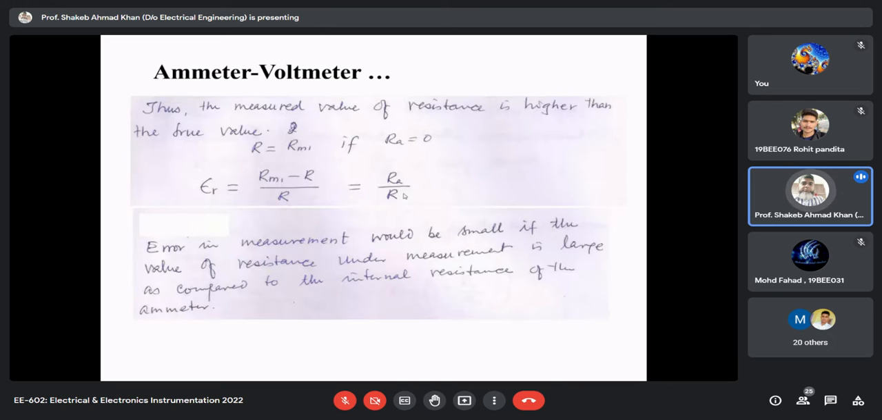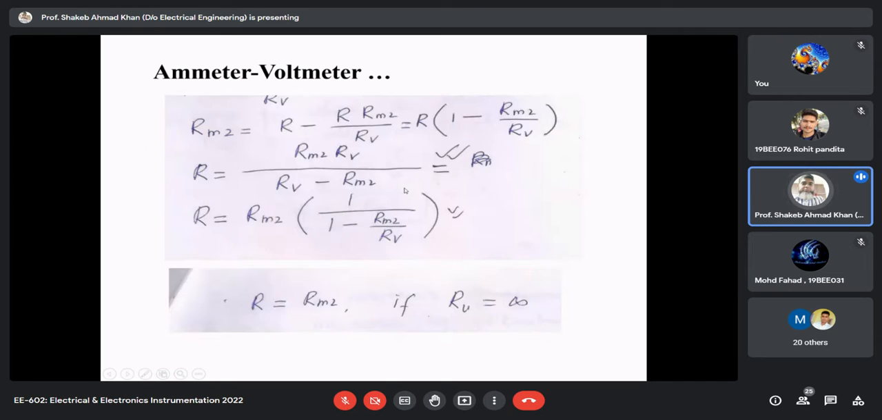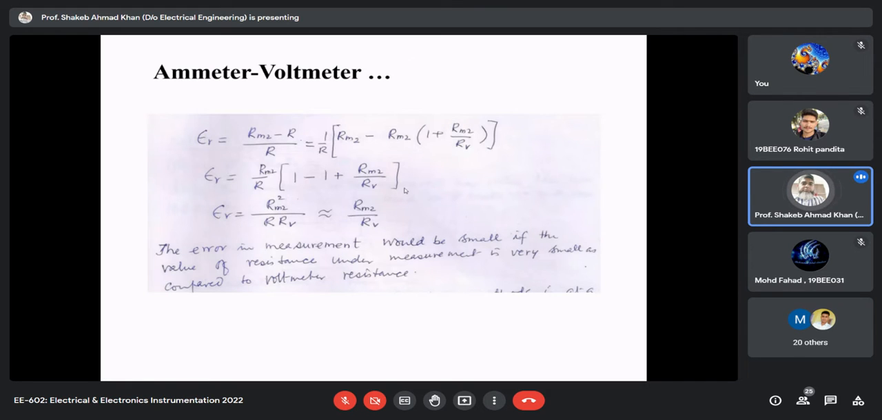And obviously, because in the error expression your unknown resistance is coming in the denominator. Similarly, in this case, if you look at the expression, you'll find that unknown resistance is coming in the numerator. So if the unknown resistance value is less, then the relative error will be less. So this particular circuit of the ammeter-voltmeter method is good when your unknown resistance is at the lower side. So this conclusion has been made.